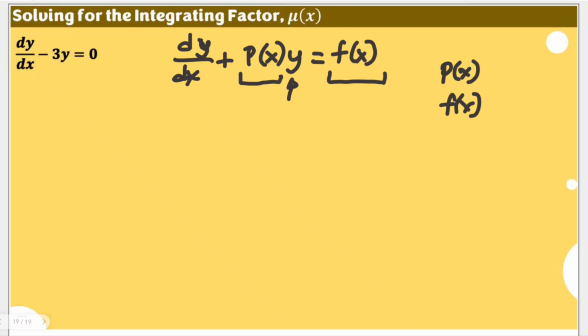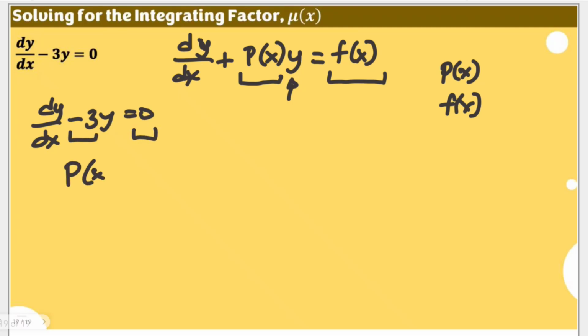Our given equation here, dy over dx minus 3y equals 0, already follows the standard form of a linear equation. That would mean our p of x is this value except for y, and our f of x is this. So our p of x here is minus 3, or negative 3. Very important to include the sign. And our f of x is 0.